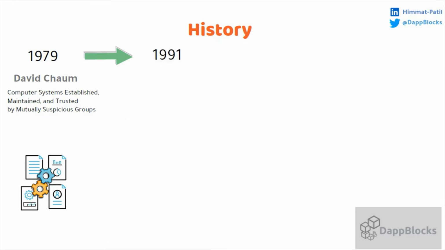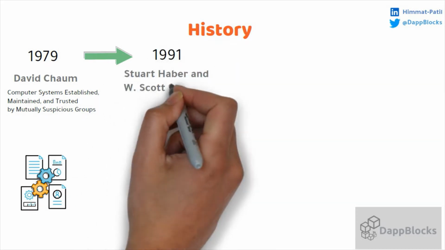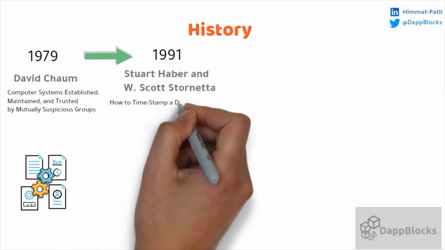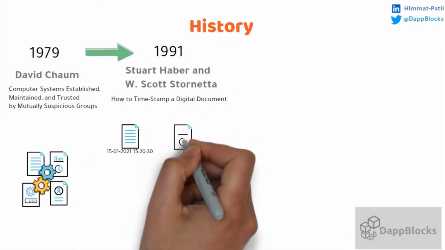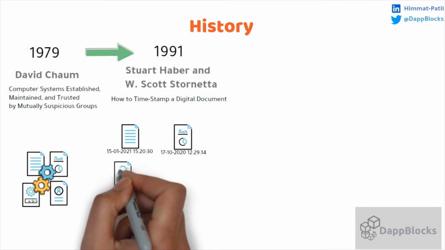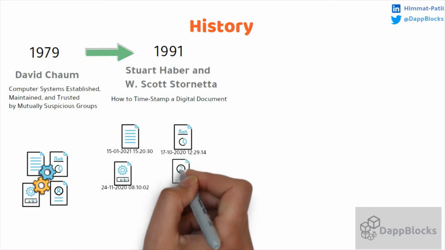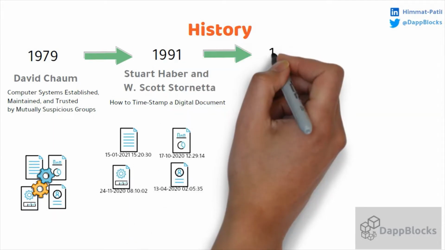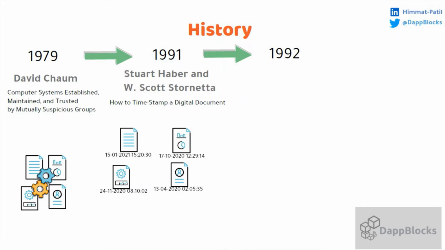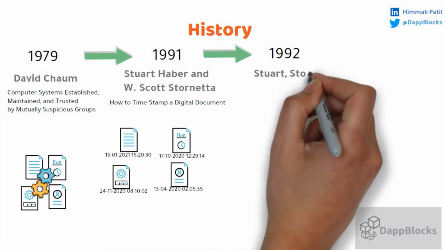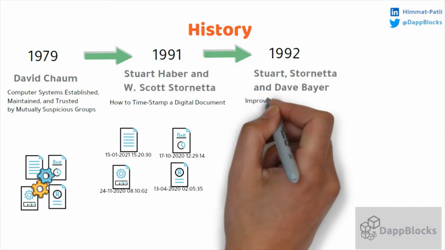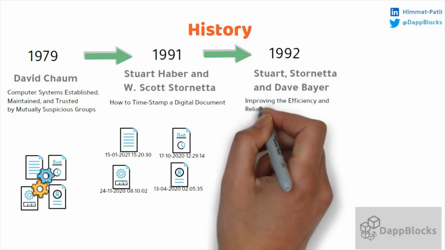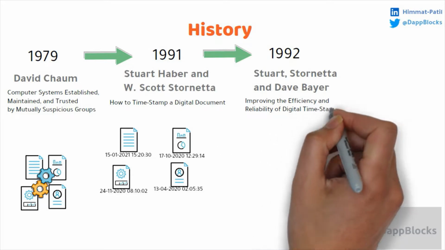1991. Stuart Haber and Scott Stornetta wanted to implement a solution by timestamping a digital document which cannot be tampered with. They described this solution in How to Time-Stamp a Digital Document. 1992. Scott Stornetta and Dave Bayer incorporated the Merkle tree into the timestamping digital document design, which improved efficiency by allowing multiple documents to be collected into one block.